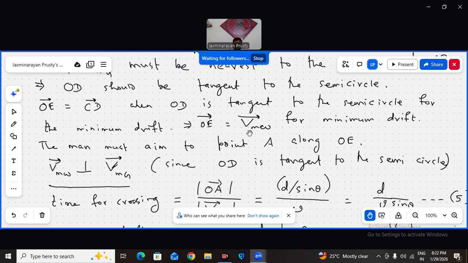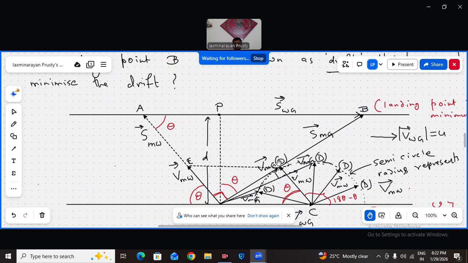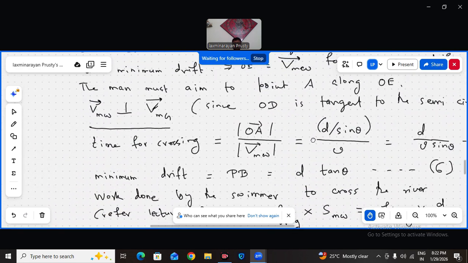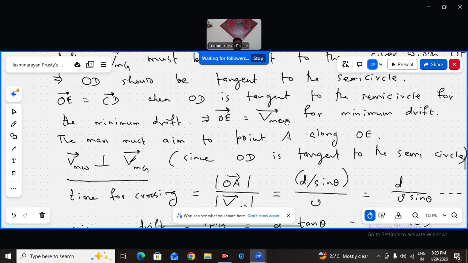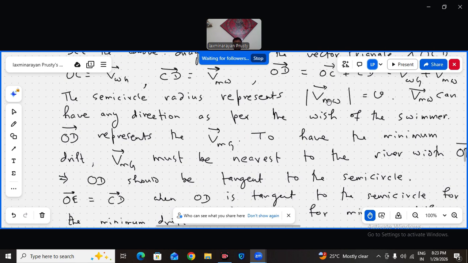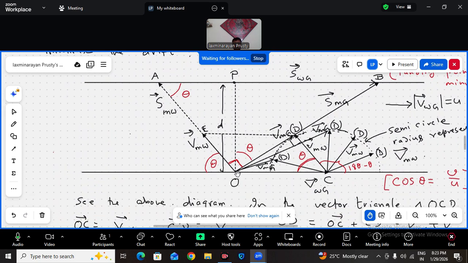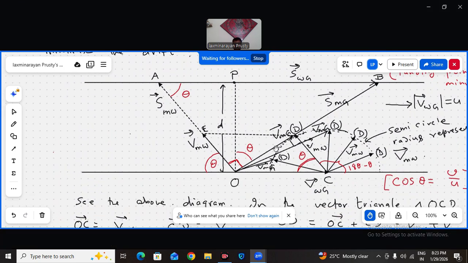OE is also equal to VMW, because OE is parallel to CD, so that is VMW only. I'm writing this just for easy reference. So OE is equal to VMW for a minimum drift. The man must aim to point A along OE. If he wants to land at the smallest distance, or he wants to minimize the drift, then he should orient his body like this and start swimming, and his body will be moving along VMW like this.